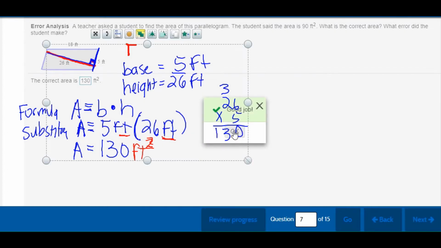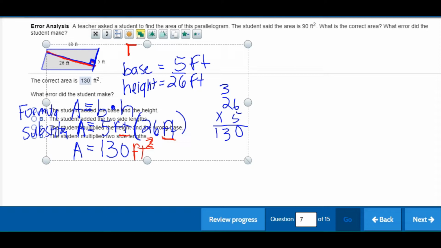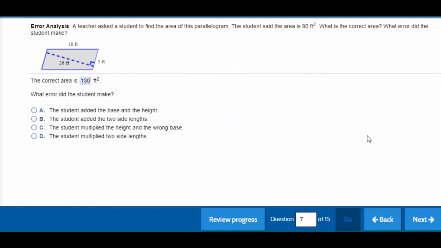And then it's an error analysis question, so we're going to get another part to this. So I have my area, part 1. So what error did the student make? So how did this student end up with 90? Well, we have to figure that out. So we know the answer is 130. So the student added the base and the height. They added the base and the height. So if we add the base and the height, the base is 5 and the height is 26. If we add the base and the height, will we get 90? We're going to pick A or eliminate it. I can see that this is not going to add up to 90.